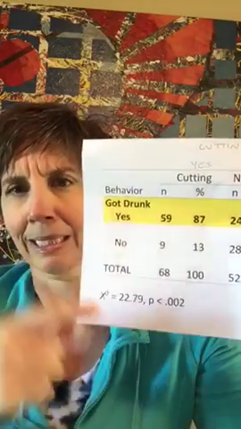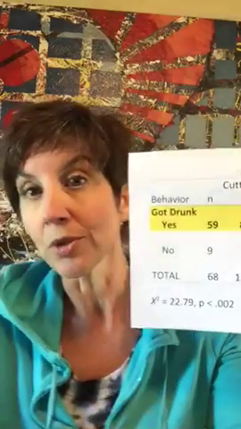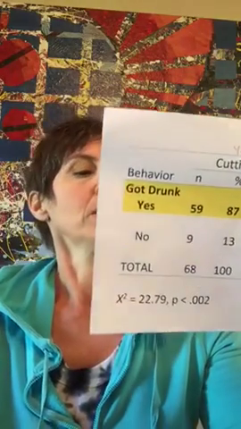But anyway, that p is the probability of error. A small probability of error means we're pretty sure there's a difference. And when you look at that chi-square test, it's 22.79, whatever that means, right? What does that mean? But you know what that means, because who is your friend? P. That's right. P is your friend.